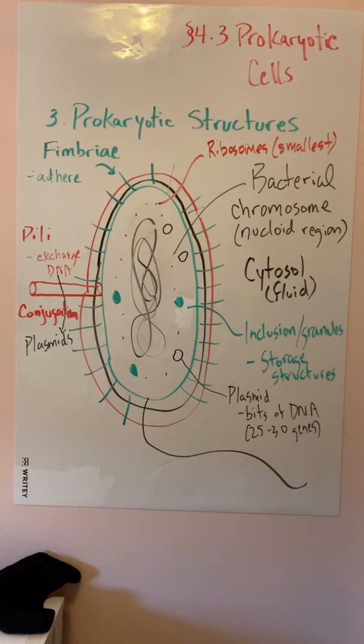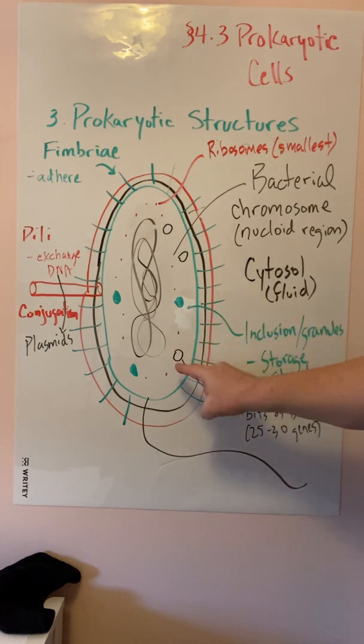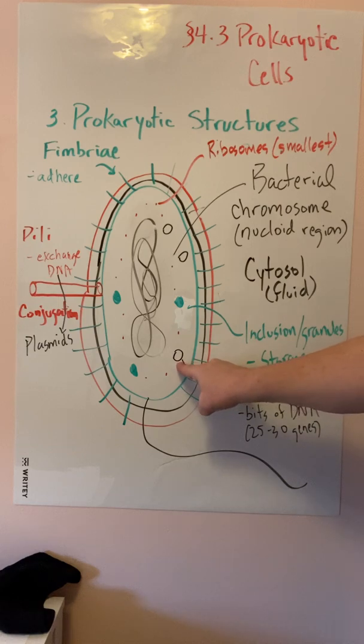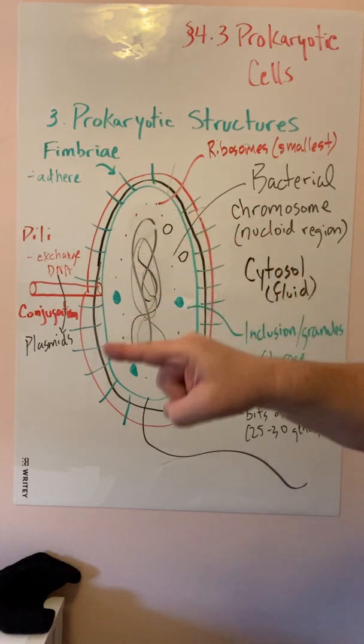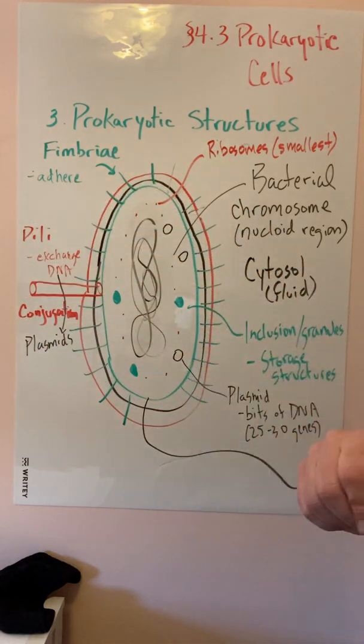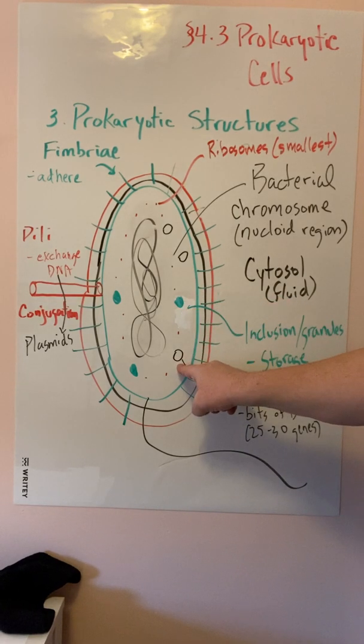Now, another thing I want to point out, when you're doing the homework, you're going to have to identify some structures. Inclusions and granules are circular, but they're solid all the way through. My plasmid is also circular, but you notice it's not solid all the way through. The DNA is just a piece of string and it's hollow in the middle. So when you're looking at your diagrams to tell an inclusion or granule from a plasmid, is it solid or does it have a hole in it?